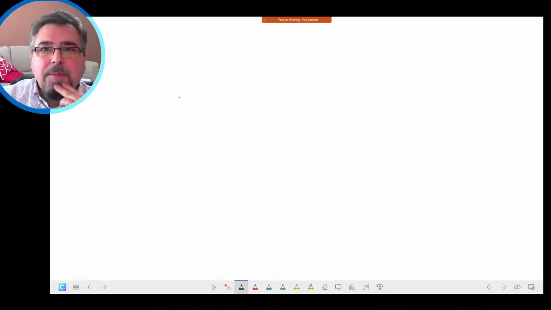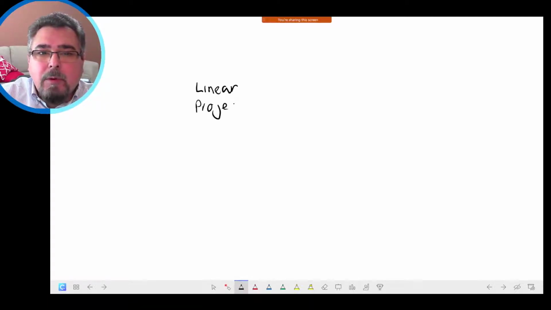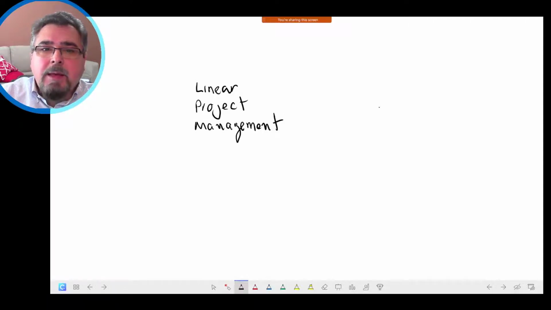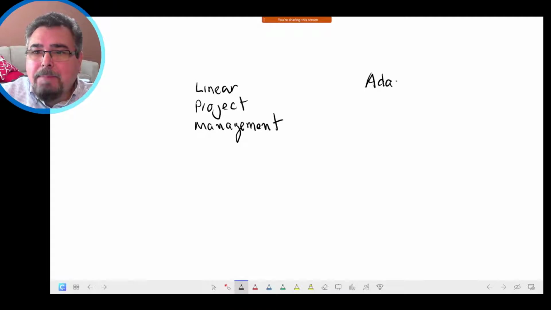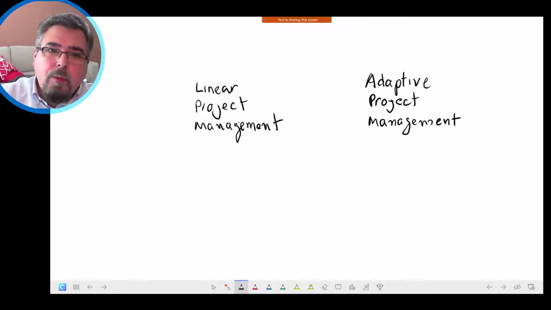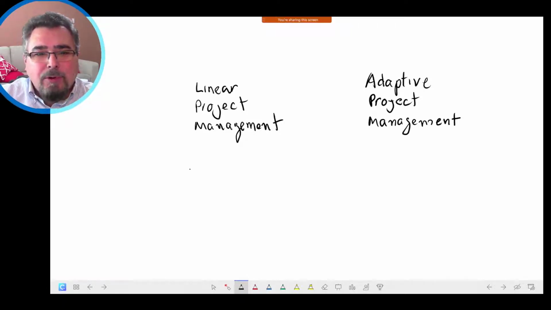We have in project management two major methodologies. One that we call a linear project management. And we have another way of working projects that we call adaptive project management. How do we do that in linear project management?